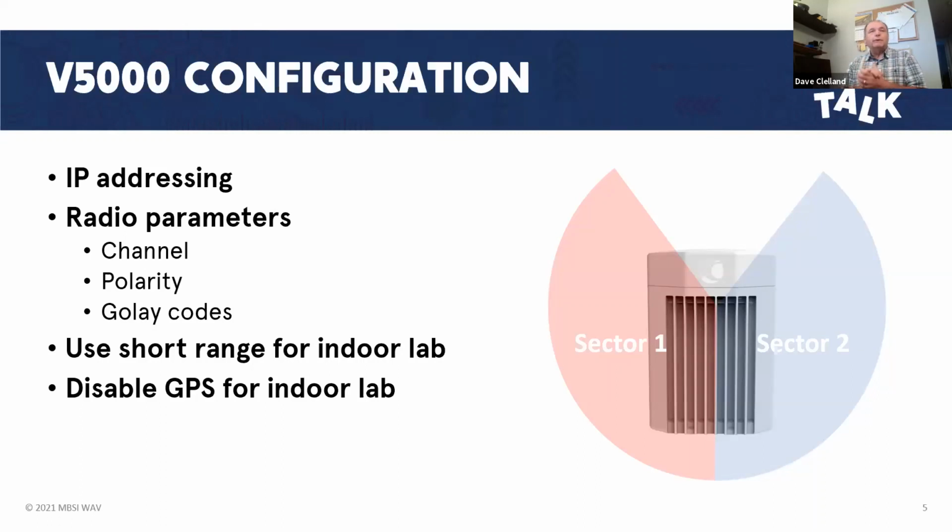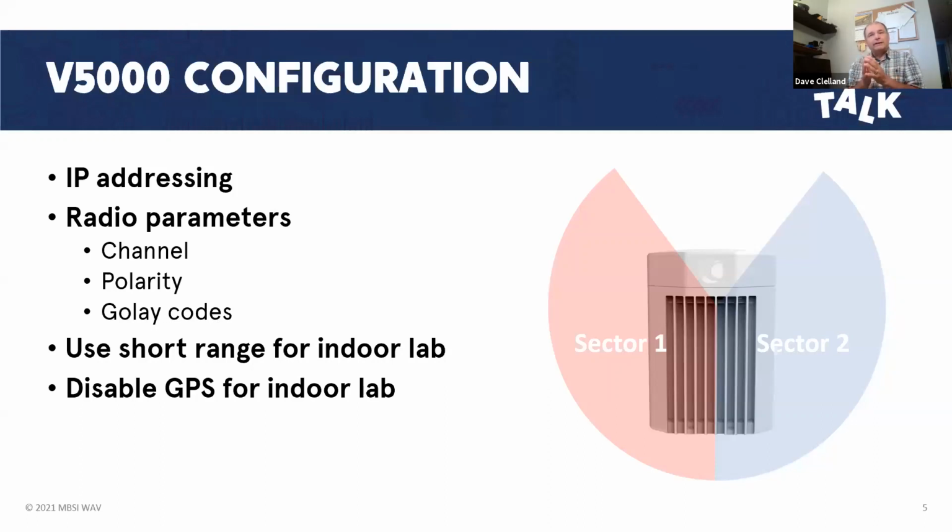As far as the radio parameters go, we have 3 parameters that we have to set. We have to, of course, pick a channel, and default is channel 2, but we can pick any one of the 4 channels. In the 60 gigahertz band, there are 4 channels that are 2 gigahertz wide, 2.016 gigahertz wide. So we have 4 channels.